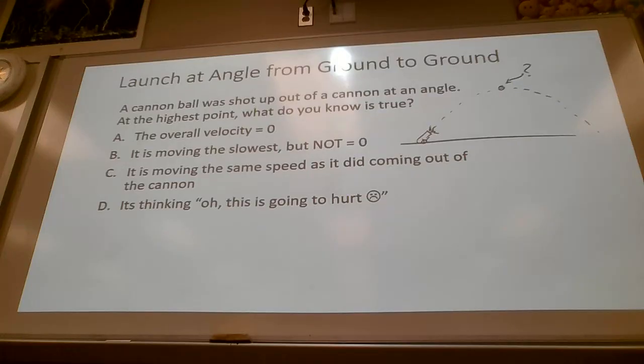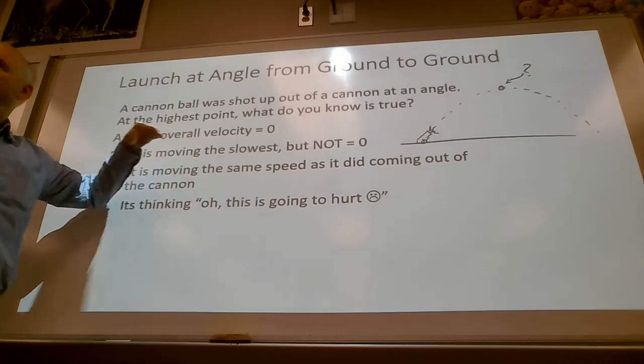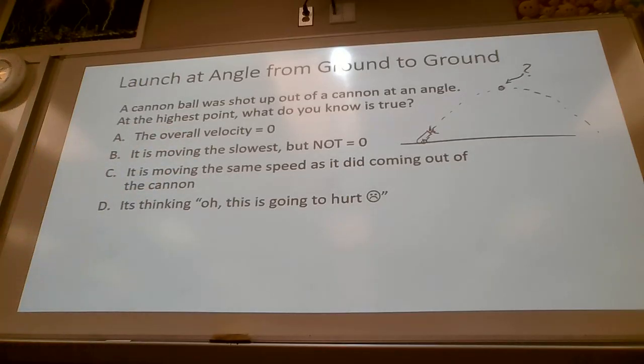Thumbs up when you know the answer. Have a conversation. Oh, sorry, what I mean by overall is the resultant, a combination of your X and your Y, horizontal and vertical. Have a conversation.